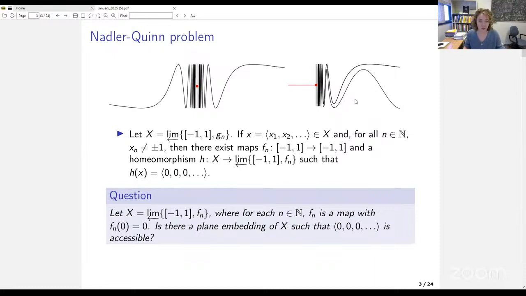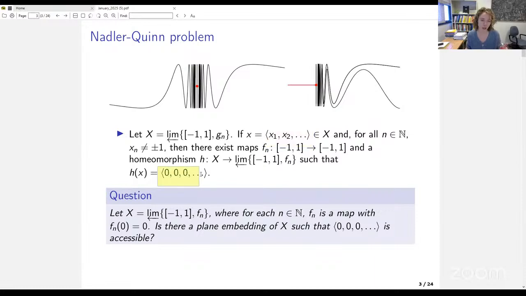All right, so if we consider some arc-like continuum X, which is the inverse limit with bonding maps g_n, and we have a point in X with coordinates x_1, x_2, x_3, and so forth, if infinitely many of these coordinates are equal to plus or minus 1, then the point x is an endpoint of our continuum, and we know that we can embed our continuum in the plane with any endpoint accessible. So for that reason, we will assume that each of our coordinates x_n is not equal to plus or minus 1 for all n, and if we do this, then we can find a homeomorphism to an inverse limit for which all bonding maps map 0 to 0, and this point x gets mapped to the point (0, 0, 0, ...).